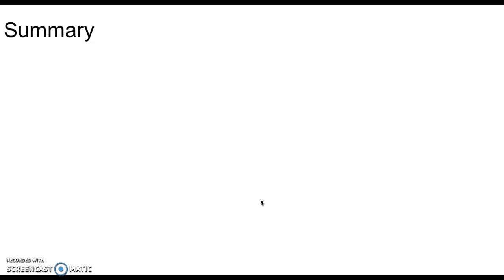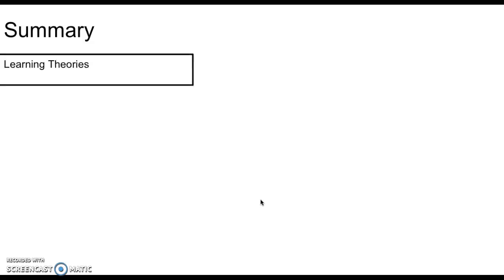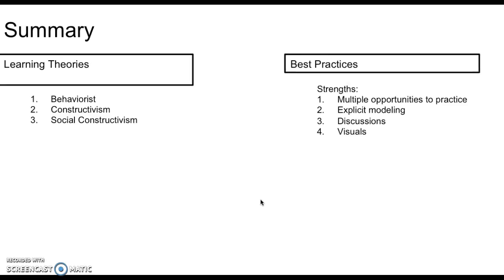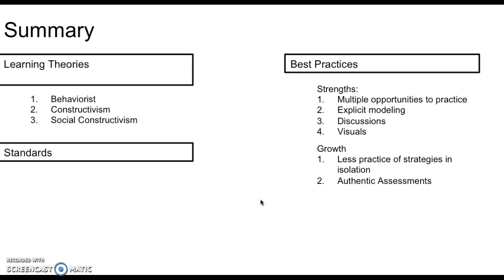In summary, this self-created program is supported by multiple learning theories, like behaviorist theories, constructivism, and social constructivism. There's no one overarching learning theory that supports this program. The program includes a lot of evidence-based practices like the use of discussions and visuals, but there's room for improvement. The program can be improved by focusing on teaching and using multiple reading strategies at once and spending more time reading a text for authentic purposes.